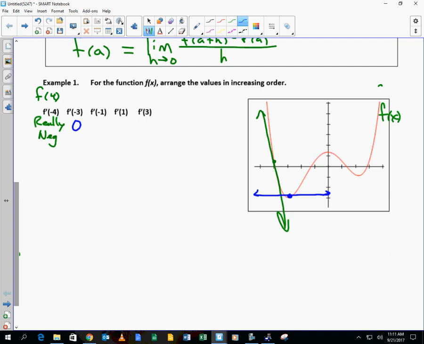We're performing an operation. Just like addition or subtraction, we're performing an operation. F prime of negative 1, how would you describe that? It is positive. How about f prime of positive 1? It's negative. How about f prime of 3? So you may not like those descriptive words, but they help us put it in order of smallest to largest.